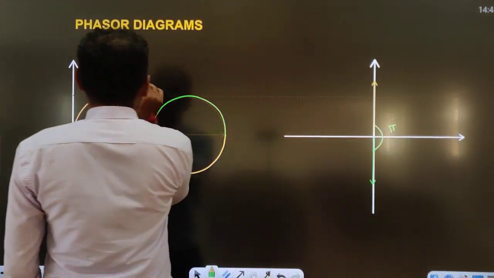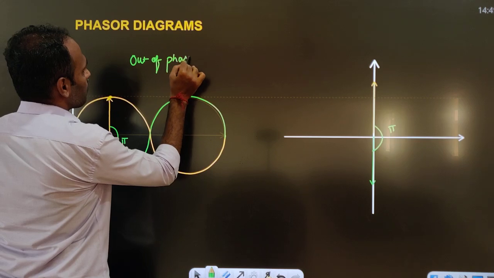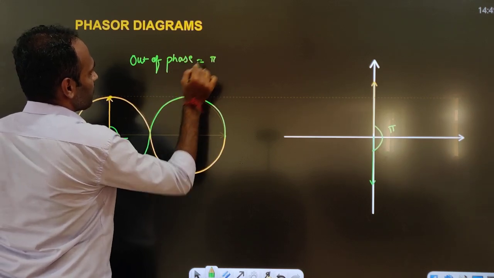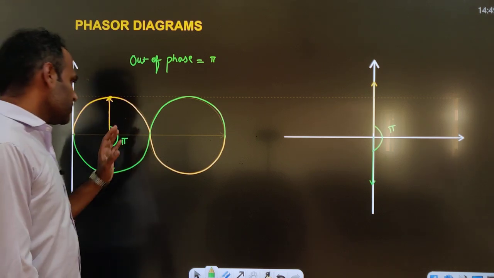These are also out of phase. How much angle out of phase they are? They are out of phase by a phase difference of pi. By phase difference of pi, right? Okay, so like this we have to show it.